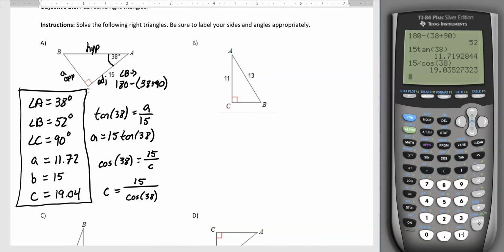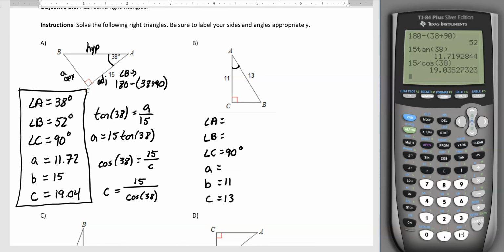All right, looking at letter B. I see right here that we don't know angle A or angle B. We do know that angle C is 90 degrees. Side A is the one side we don't know. We know B is 11 and C is 13. So we're going to have to use some inverse trig here, aren't we? So let's start by identifying angle A.